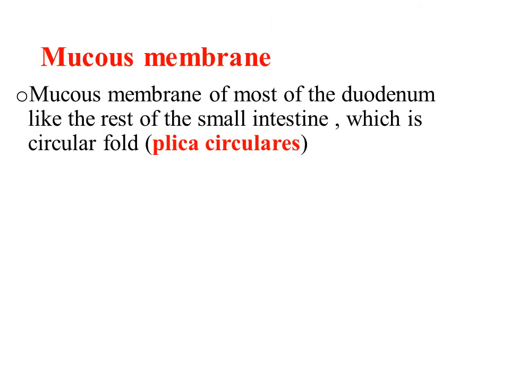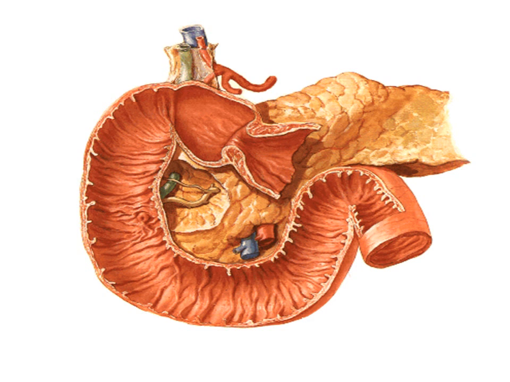The mucous membrane of the jejunum is like that of most of the small intestine. It contains what we call plica circularis. It's a circular mucosal fold. As you can see here, this coil or fold is called plica circularis, as in other parts of the small intestine.